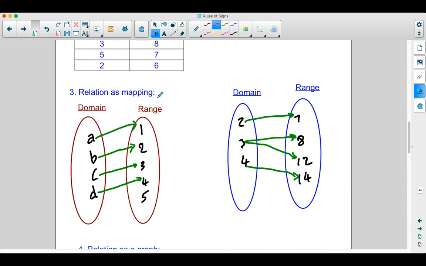We can represent a relation also using mapping. So here is the domain elements, and the range elements. You can see A goes to 1, B goes to 2, C goes to 3, and D goes to 4. And there's nothing that goes to 5. Right here we have 2 goes to 7, 3 goes to 8, and 3 also goes to 12. 4 goes to 14. So these types of diagrams are called mapping diagrams.